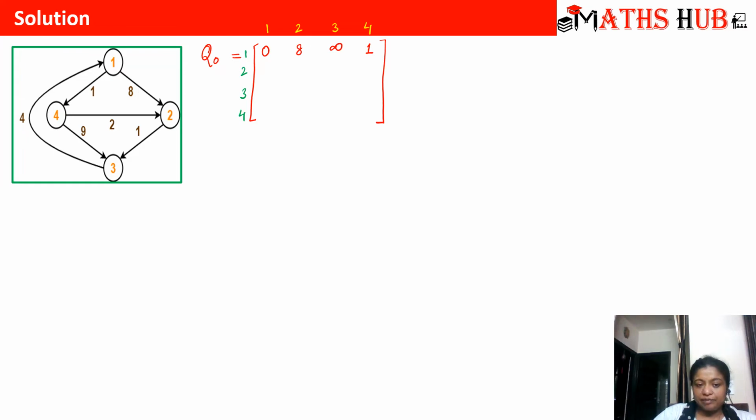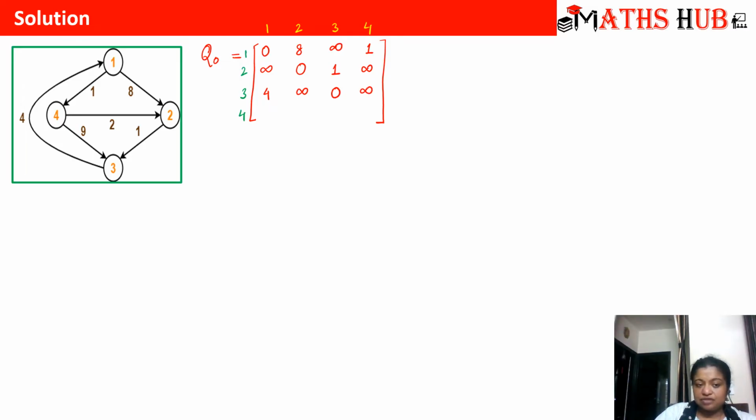Next, 2 with 1. Is 2 connected with 1? No, so the weight is infinity. Is 2 connected with 2? No, but the indices are the same, so the entry is 0. 2 with 3, the entry is 1. 2 with 4, there is no edge, so we'll write infinity here. Next is 3 with 1. Yes, 3 is connected with 1 and the weight is 4. 3 with 2, there is no edge, so infinity. 3 with 3, we will put 0. 3 with 4, is 3 connected with 4? No, so again we will put an infinity.